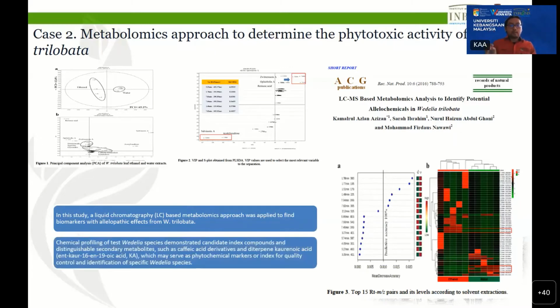From there, we found a number of secondary metabolites that can be markers to identify Wedelia trilobata. From the metabolite profiling that we obtained, we captured a number of metabolites such as caffeic acid derivatives and also kaurenoic acid, or KA, which can serve as phytochemical markers or an index for quality control and also identification of this Wedelia species, especially Wedelia trilobata.